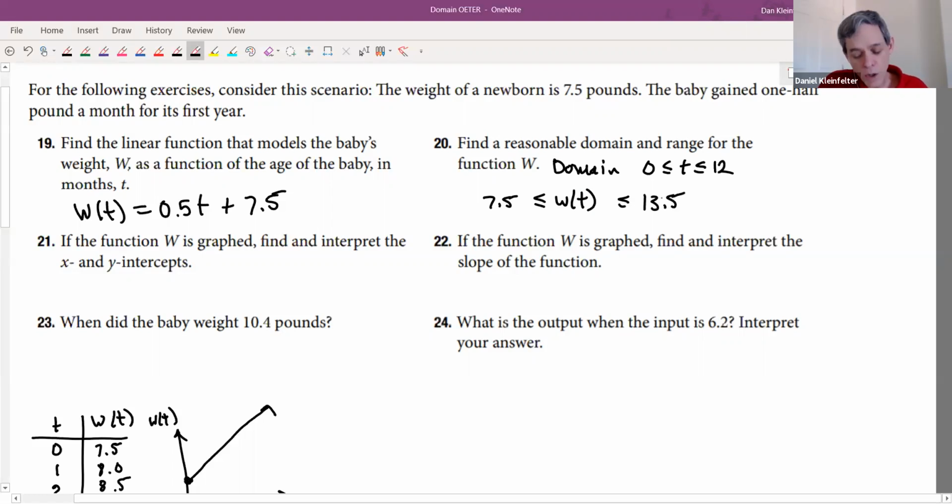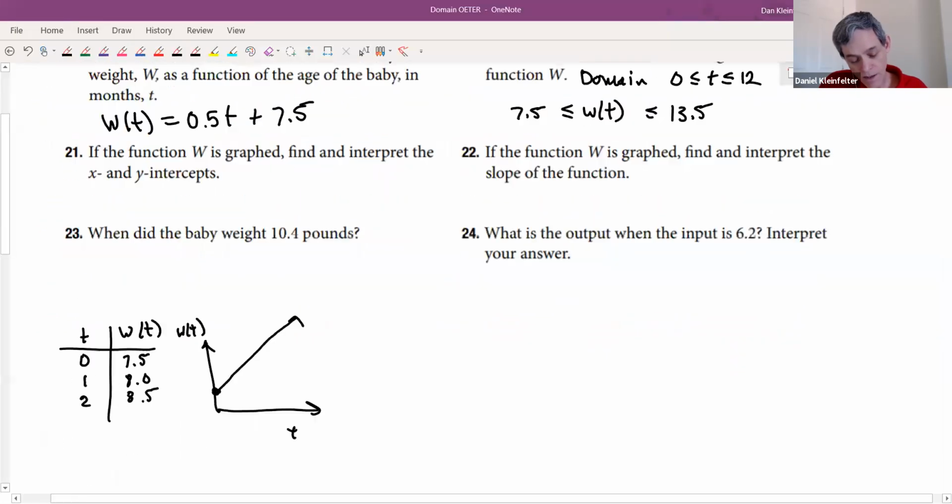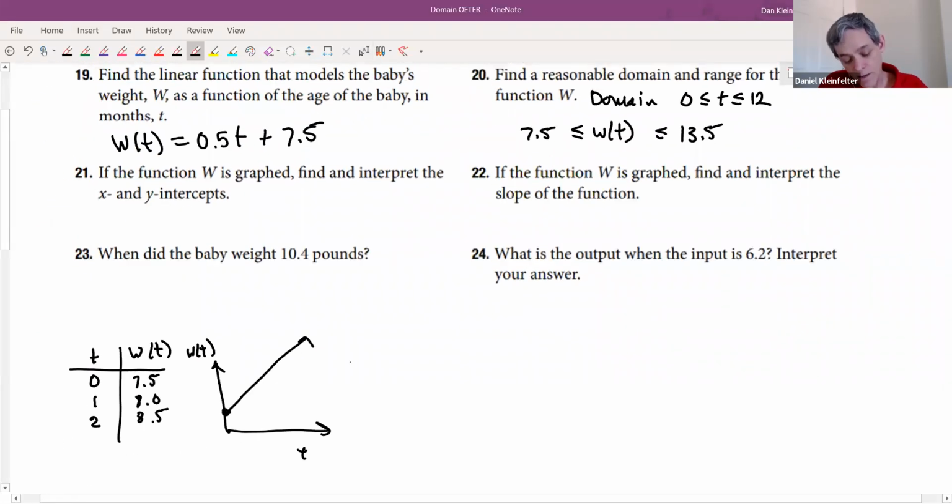Okay, so if you didn't quite follow that, you could find W of 12 to find the baby's weight at 1 year old. That will be a 1/2 pound times 12 months plus the 7.5 pounds initially, and that gives you 13.5 pounds. Okay, so that takes care of that.